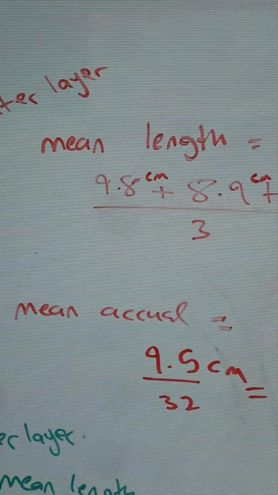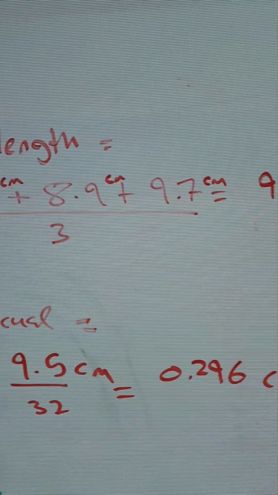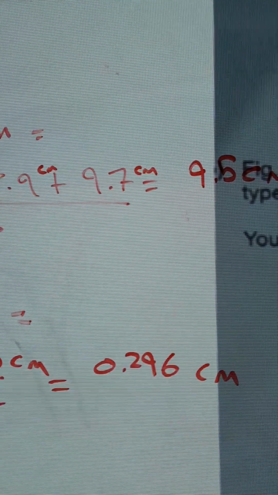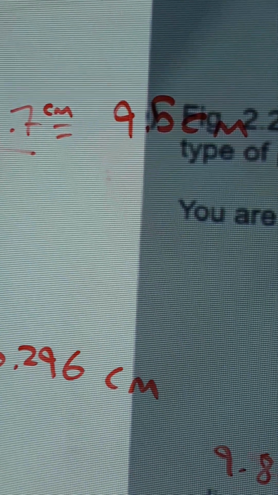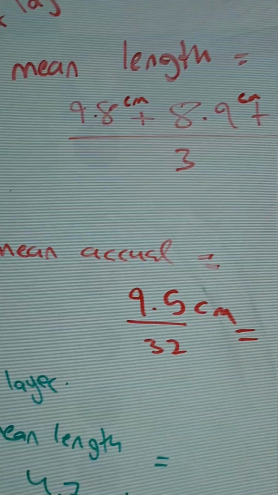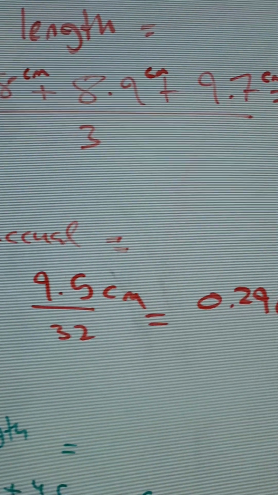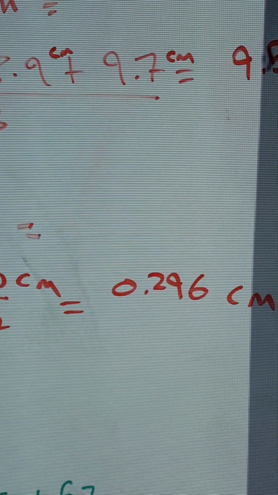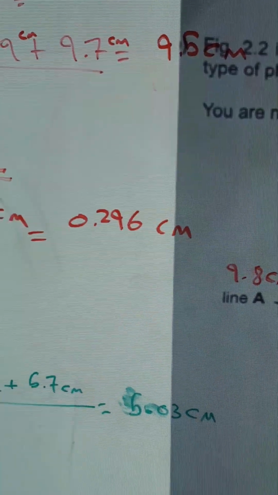So for line A it was 9.8 centimeters. You add it up to 8.9 for B and 9.7 for C. You divide by 3 to get 9.5 centimeters. And in order to find the actual length, what you need to do is to divide it by 32, and then you will get the answer of 0.296.